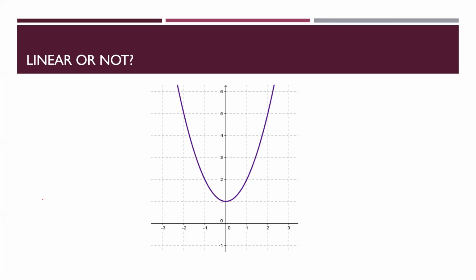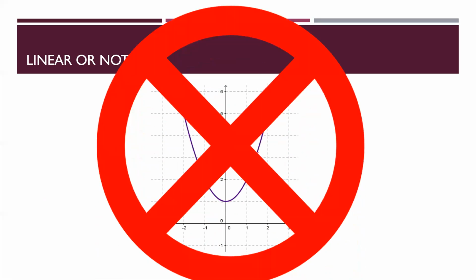So is it linear or nonlinear? Well, let's see here. It's not a straight line, so we know that this is actually something called a parabola. You're going to learn about that in grade 10. So because it's not a straight line, then obviously we know that it's not going to be linear, so nonlinear.